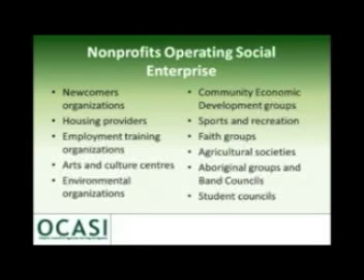Some people may be surprised to know that agricultural societies that operate fairs at this time of year are some of the oldest nonprofit social enterprises, as are cooperatives. Nonprofit housing and daycare and recreation groups like the YMCA and the YWCA are all operating social enterprises, given that a very large amount of their funding, their operational budget, is generated through fee-for-service.